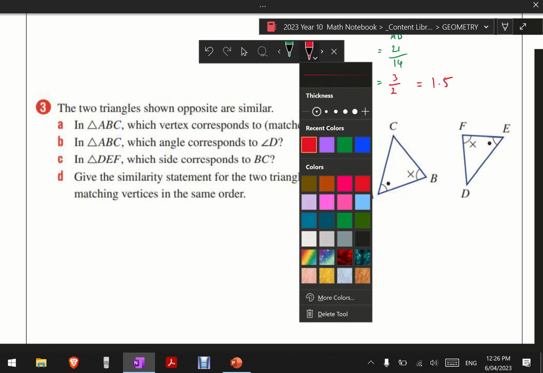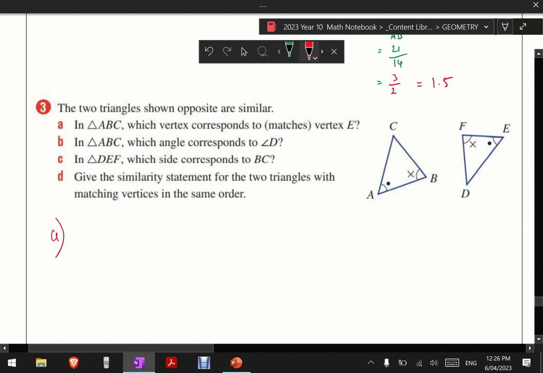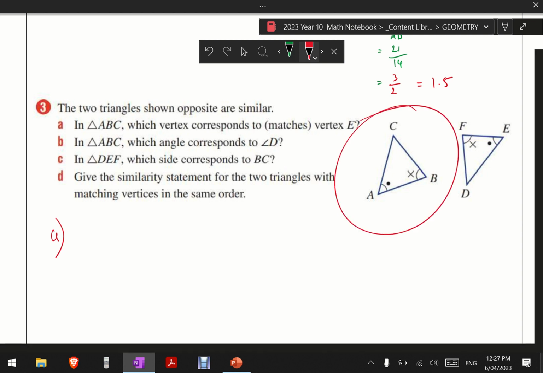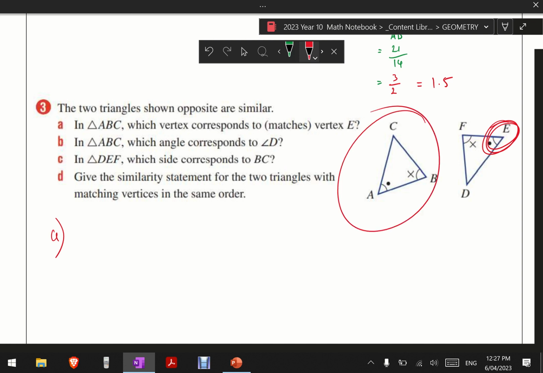So for question A, in triangle ABC, which is this one, which vertex corresponds with vertex E? So for vertex E in this triangle, where is it in ABC? That's what it's asking. So it should be vertex A. Okay, right there. So angle E and angle A are corresponding to each other.